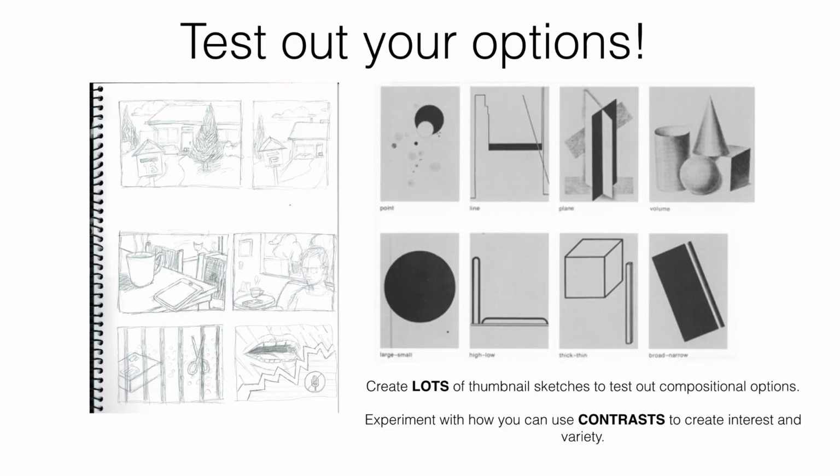So test out these options. You can create lots and lots of thumbnail sketches to try out the rule of thirds, leading lines, how you might create foreground, midground, background, triangles, and then also using these contrasts and these elements of design to create a sense of variety in your work. Give yourself the time to do lots of them, make them quick, and then you can get a little bit of feedback, do a bit of self-evaluation, and see what you can then extend further towards creating finished works.